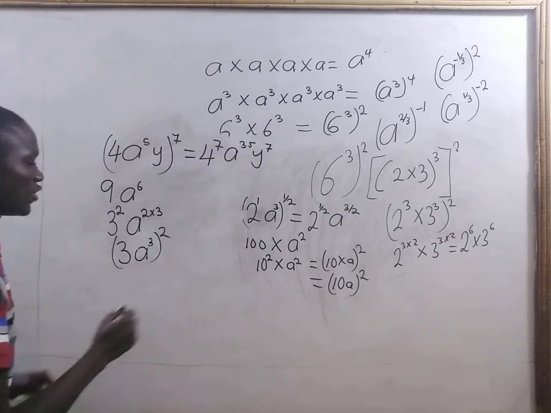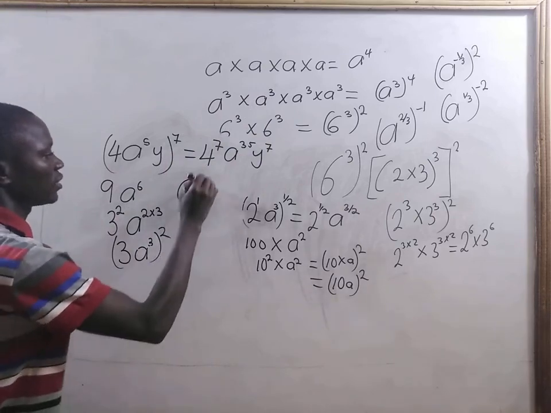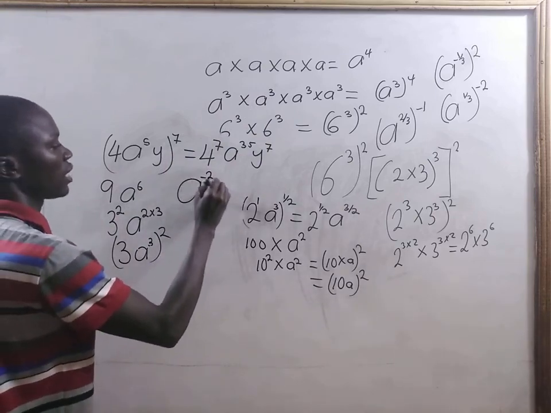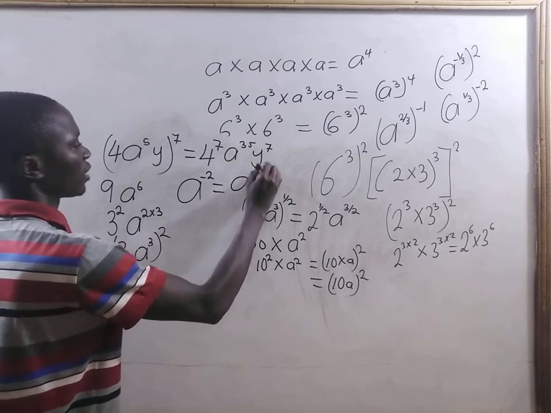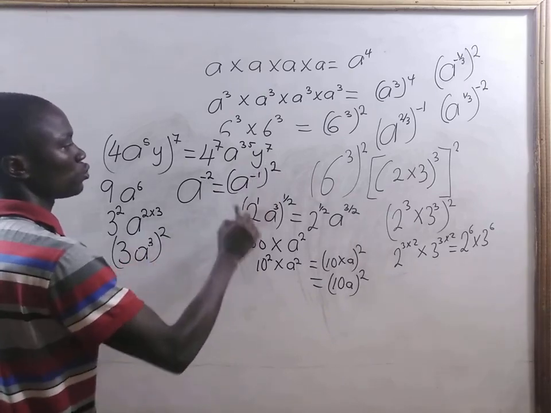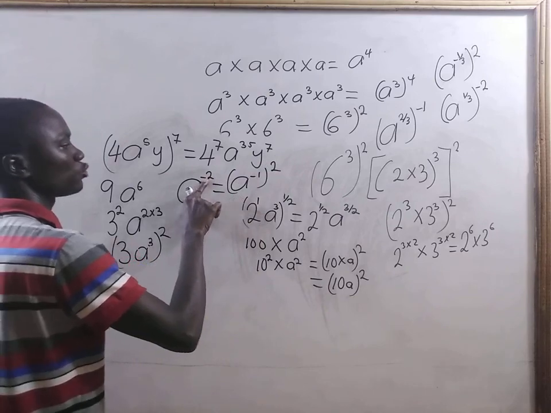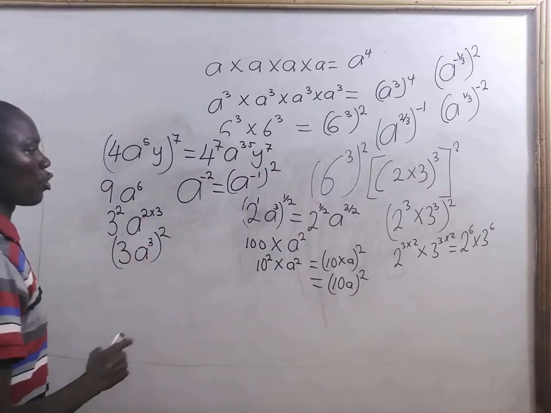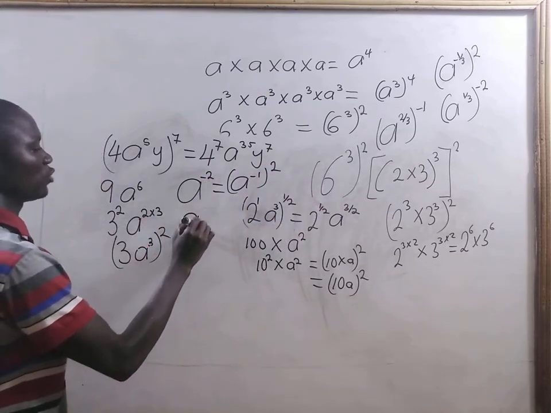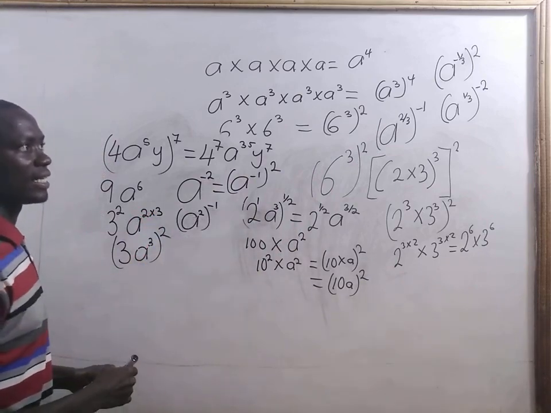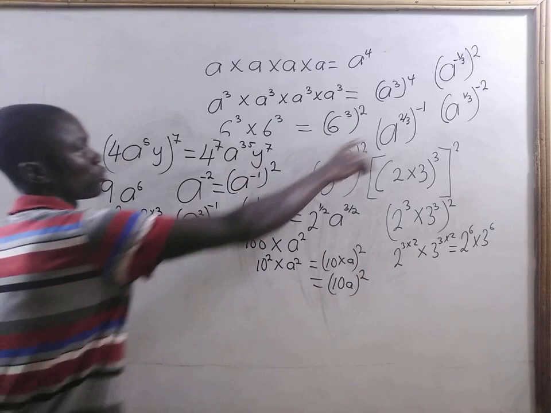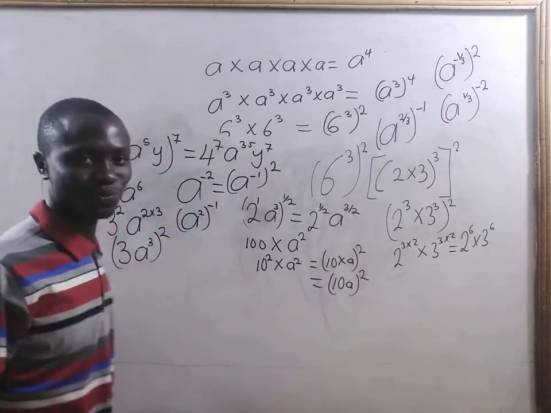Wow. So if I have A to the power negative 2, I can write it as A to the power negative 1 to the power 2. That is, I've factorized the 2 out. Or I can write it as A to the power 2 all to the power negative 1. In this case, I have factorized the negative 1 out as I did here.